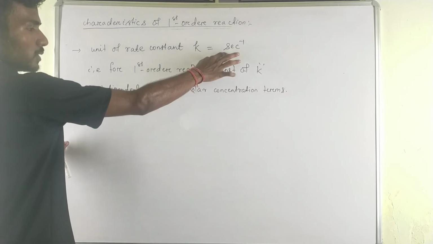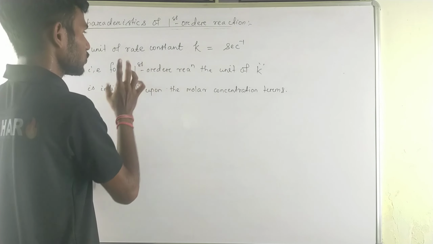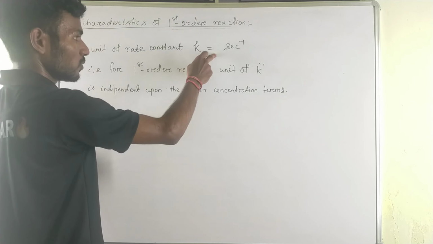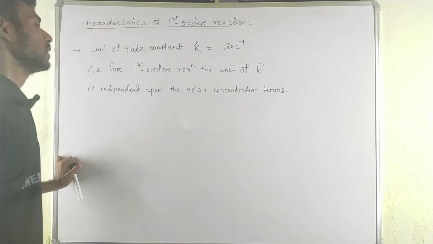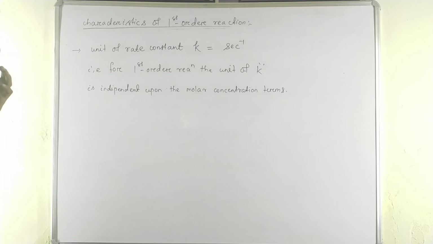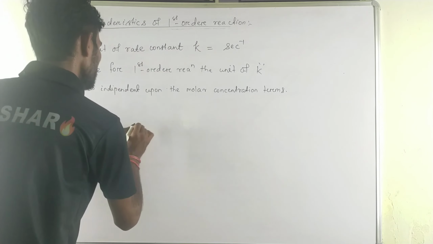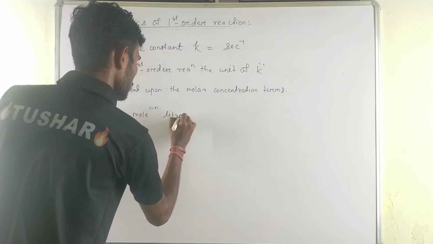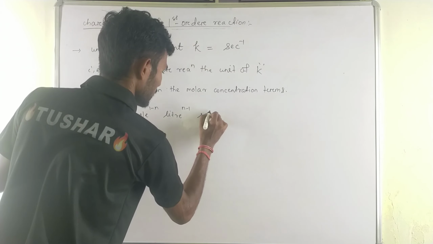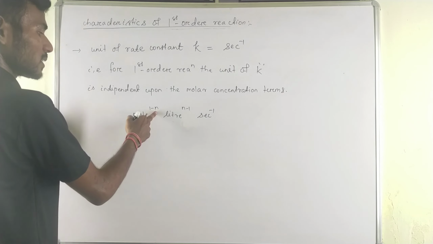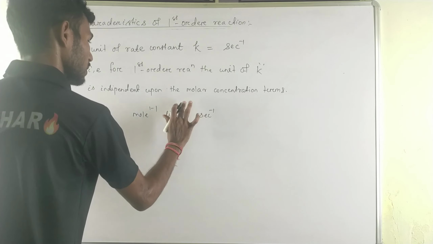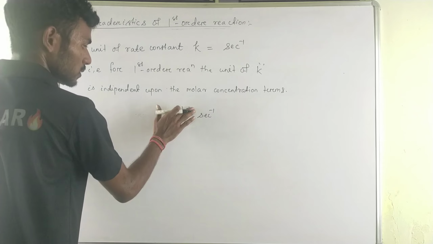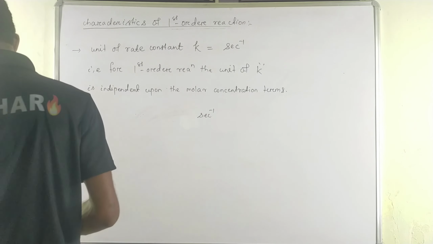The unit of k has no mole or liter term, so we can say for first order reaction the unit of k is independent upon molar concentration term, that is second inverse. From the general formula, mole to the power 1 minus n liter to the power n minus 1 second inverse, if n is 1 for first order, 1 minus 1 is 0, mole to the power 0 is 1, liter to the power 0 is 1, leaving second inverse. I got it.